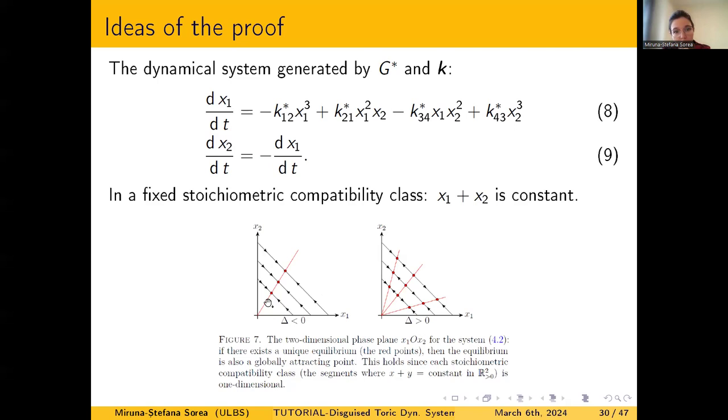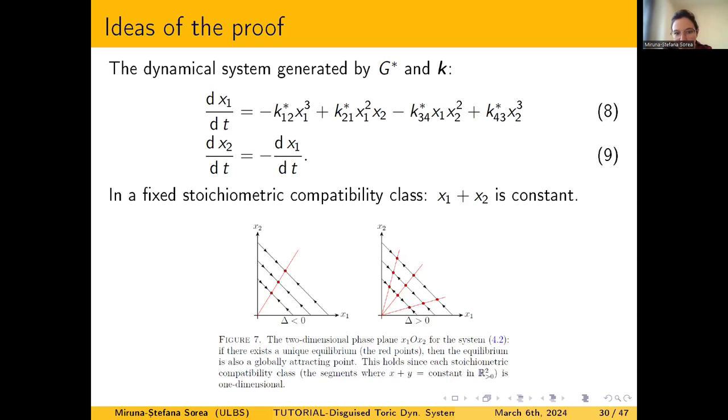There is a unique equilibrium, as I said here. We didn't prove yet that this is globally attracting in the case where it is unique. But the advantage of this example was precisely that we work in the plane, so the stoichiometric compatibility classes are one-dimensional. With a bit of computation, you show that the arrows point inside each stoichiometric compatibility class towards the equilibrium, and then in this setting a unique equilibrium means globally attracting.